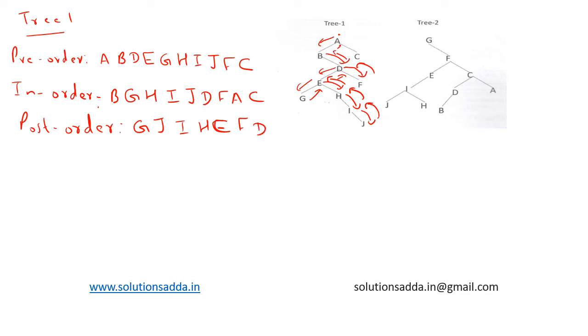This root's left and right have been completely traversed, so we print B. Now we come back, we reach A, we move to A's right, so we print C, then we print A. This is the post-order traversal.